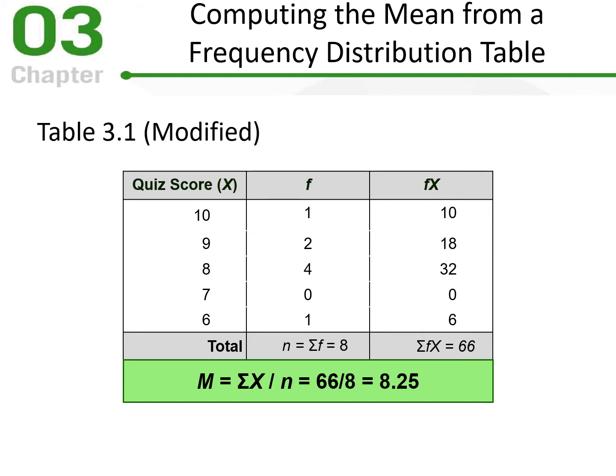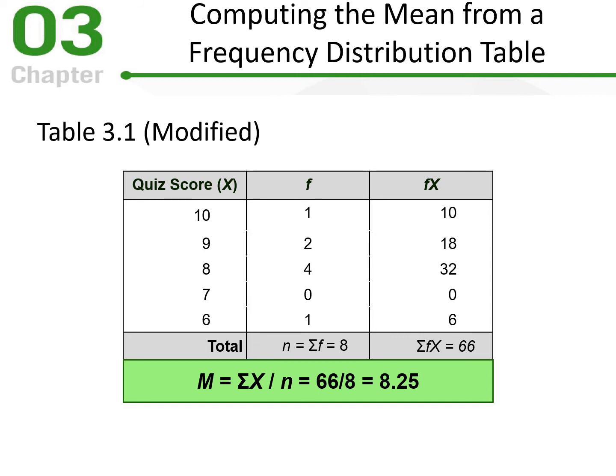If you didn't have the frequency table, you would have to write them all out. Each individual number would have to be written out. So you'd write 10, and then the next number would be 9. Then you'd have another number that was 9 because it occurs twice. Then you'd have 4 8s. You'd have 0 7s, so you wouldn't write 7. And you'd have 1 6, and you would add that string of numbers.